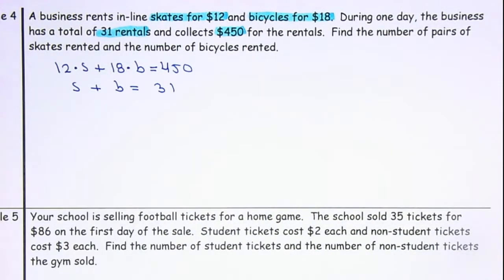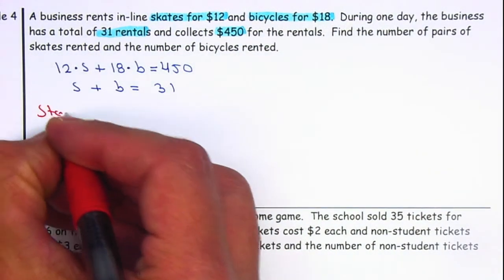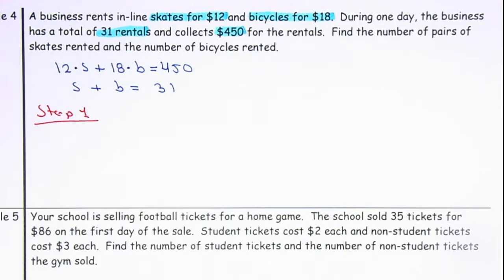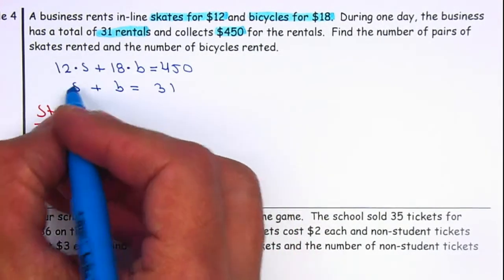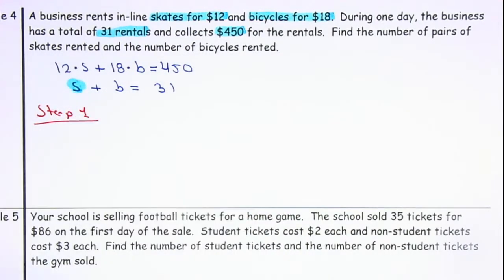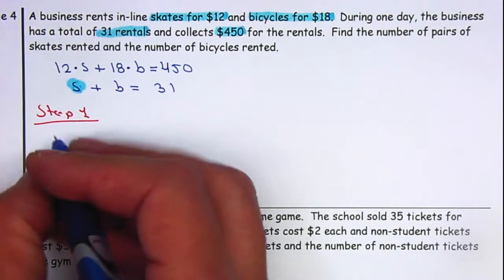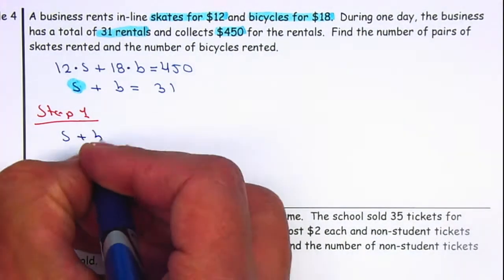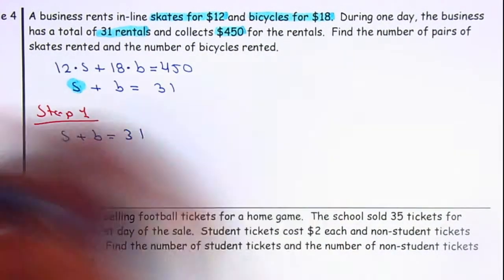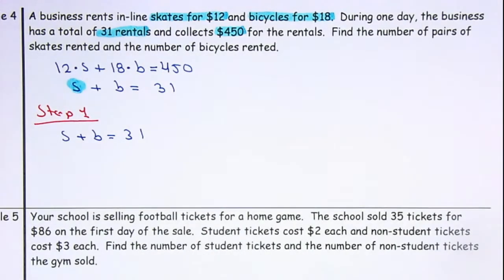So we can solve this by substitution. Step 1, you want to select a variable by itself. If you notice, I have two variables, I have S and B. So let's go and solve for S. We're going to leave the S by itself. So we have S plus B equal to 31.